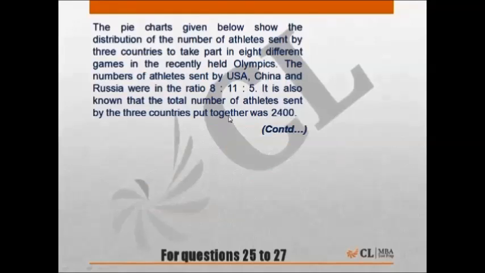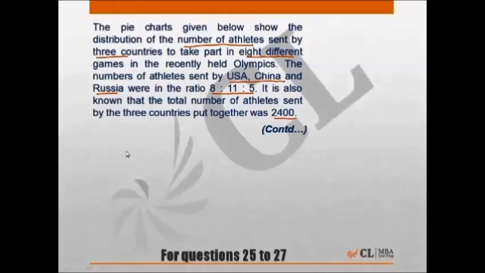Questions 25 to 27. This is a DI set. Let's go through the initial data. The pie charts given below show the distribution of the number of athletes sent by 3 countries to take part in 8 different games in the recently held Olympics. The number of athletes sent by US, China and Russia were in the ratio of 8:11:5. It is also known that the total number of athletes sent by the 3 countries put together was 2400.